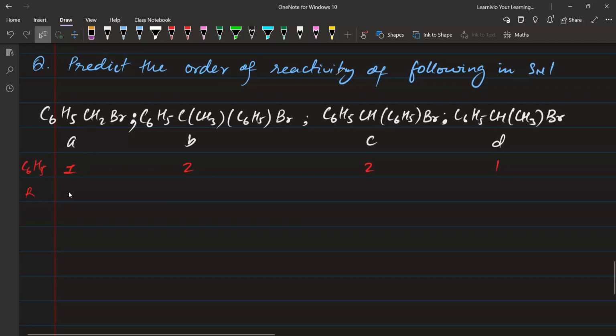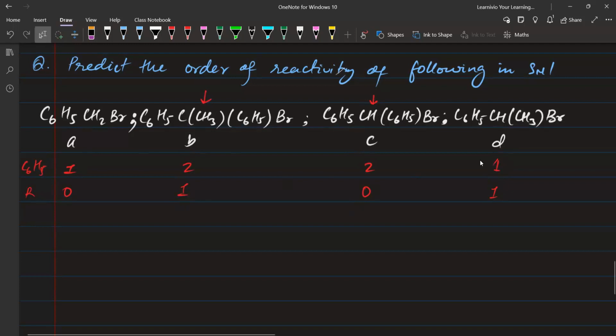In the first one there is zero alkyl group, we have only C6H5 and then hydrogen. Now in the B case we have two C6H5 and one alkyl group, CH3. Here also we have two C6H5 and then hydrogen, which is not an alkyl group, so zero. Here we have one C6H5 and one CH3.